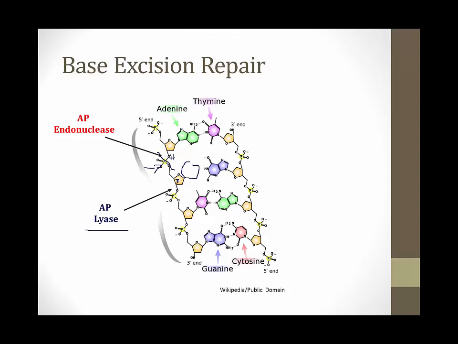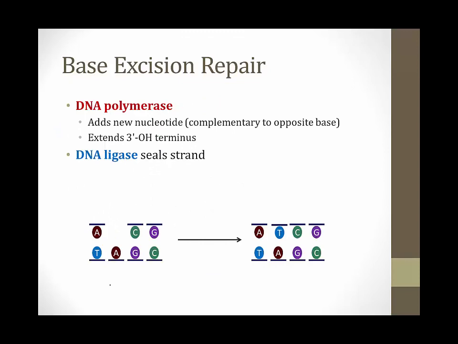This is the 3' end of the sugar in the AP site, and AP lyase will break this bond right here. It can also open up the sugar ring, and by both of these enzymes working together, you will thus lop off this AP site and create a gap in the single strand of DNA. At this point, the final steps are fairly easy to understand. We now have a single strand of DNA with a missing nucleotide.